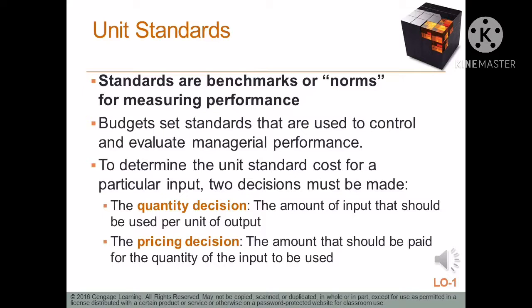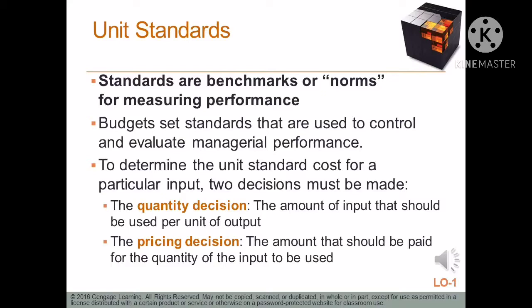Standards are benchmarks or norms for measuring performance. Variance is the difference between the actual result and the expected performance. The expected performance is also called budgeted performance. Budgets set standards that are used to control and evaluate managerial performance.